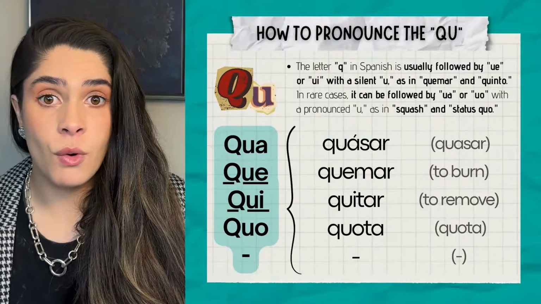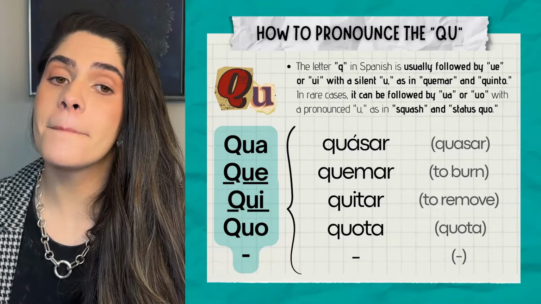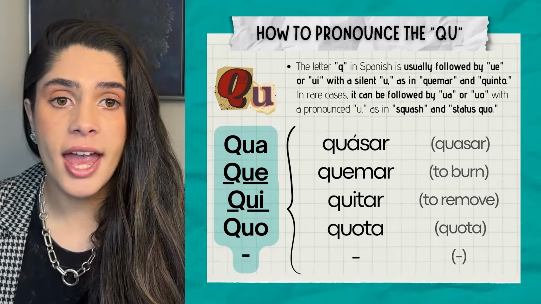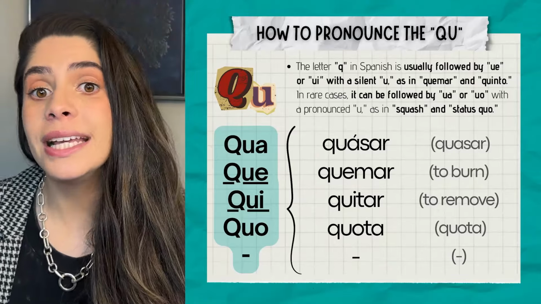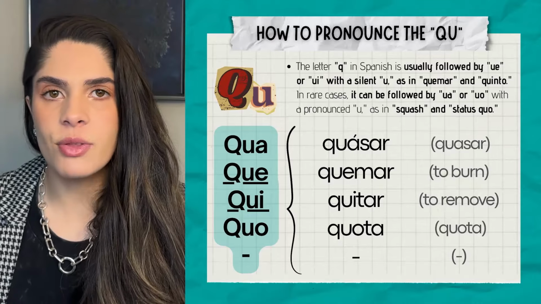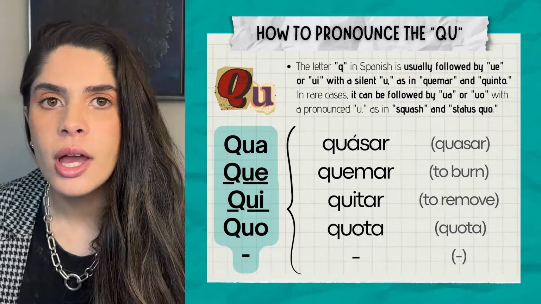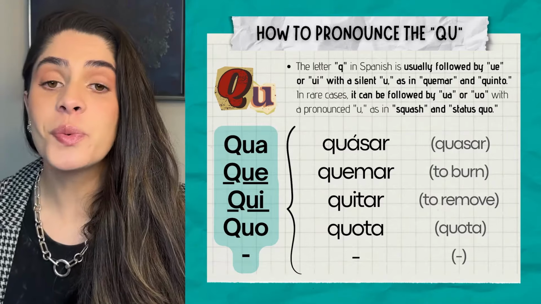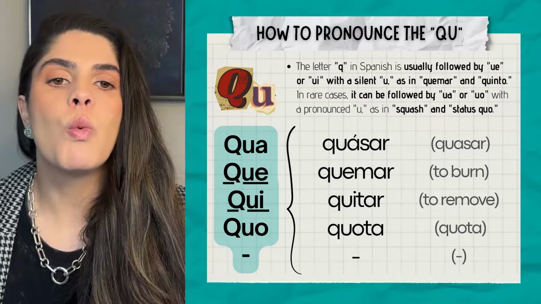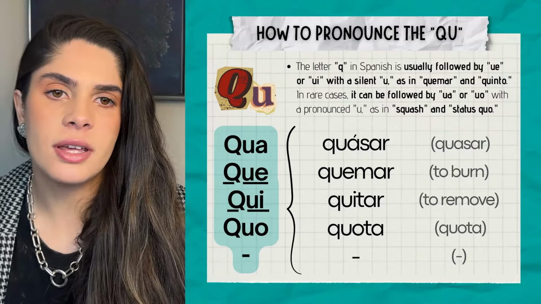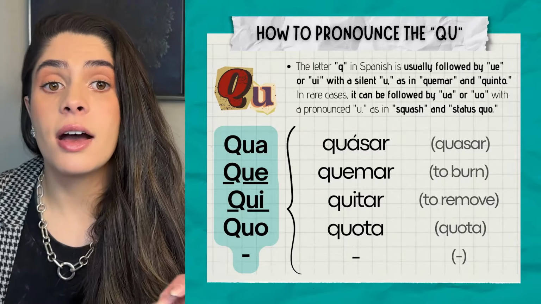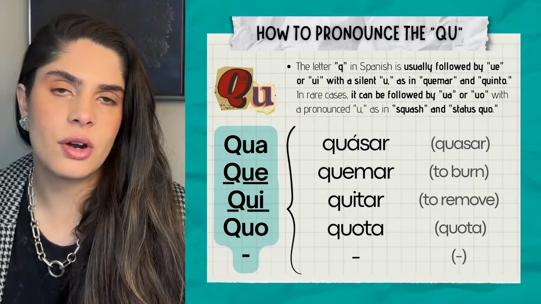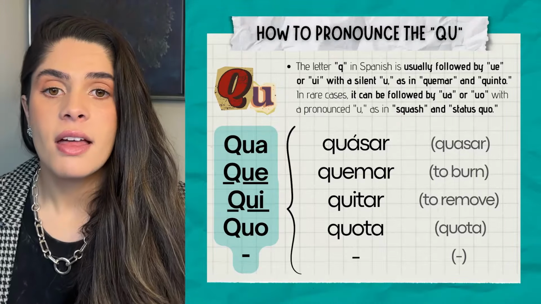The next dígrafo is the letter Q that is usually followed by U-E or U-I. Okay, que and qui in Spanish have a silent U, as in the word quemar or quinto. You don't say quemar, you don't say quinto, because the U is silent, okay? In rare cases, it can be followed by a and o with a w pronunciation. The U is not going to be silent anymore in those cases, okay? Like in squash or status quo. These are not Spanish words, okay? That's why. Let's see some examples.